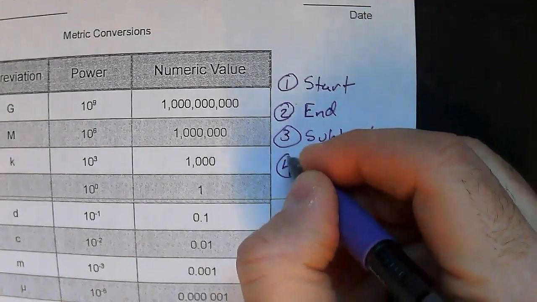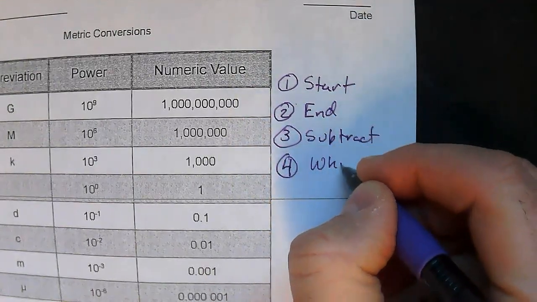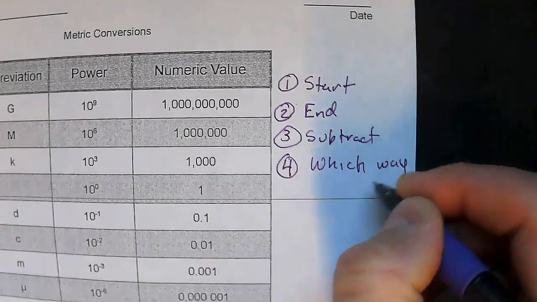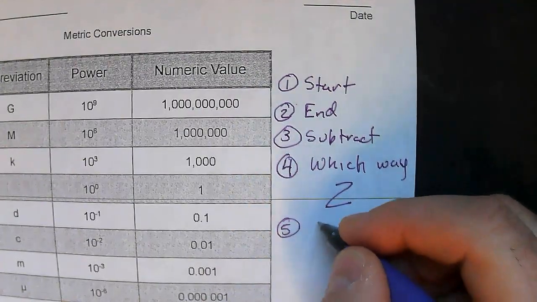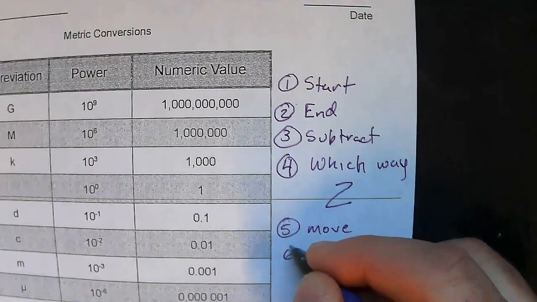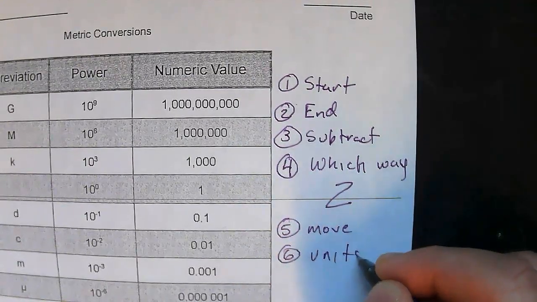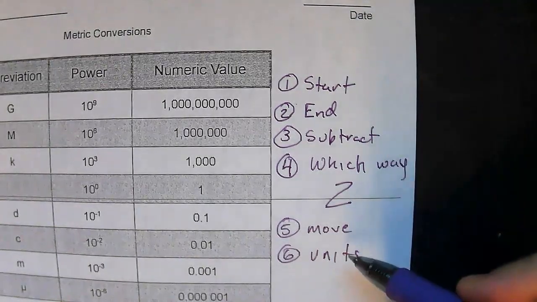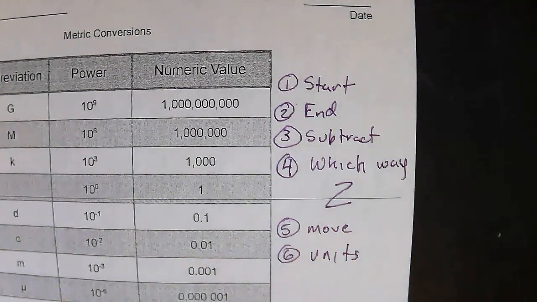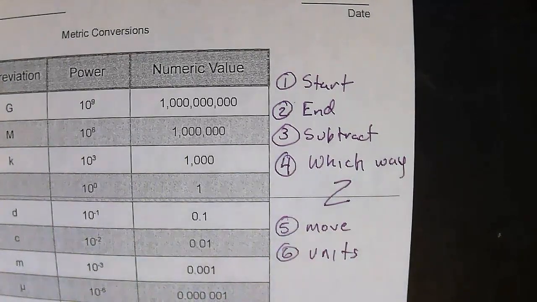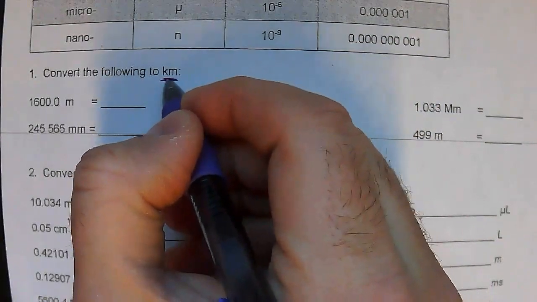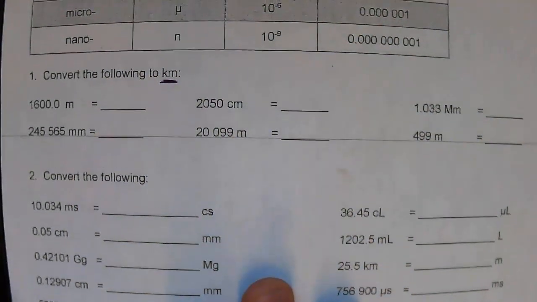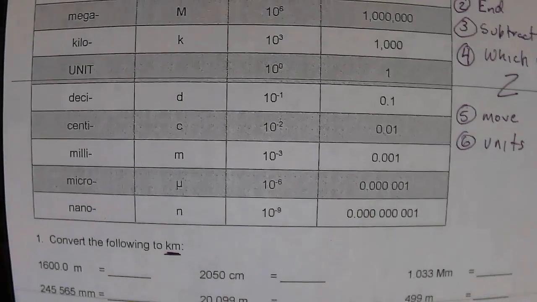Number 4 is determine which way to move the decimal point, and that's based on the Zork. Then 5, you actually move the decimal point, and the last one, 6, is don't forget about the units. So we'll follow those 6 steps getting to all of these conversions. And there's a lot of them, so hopefully by the time we get through them all, we should be good at following these steps.